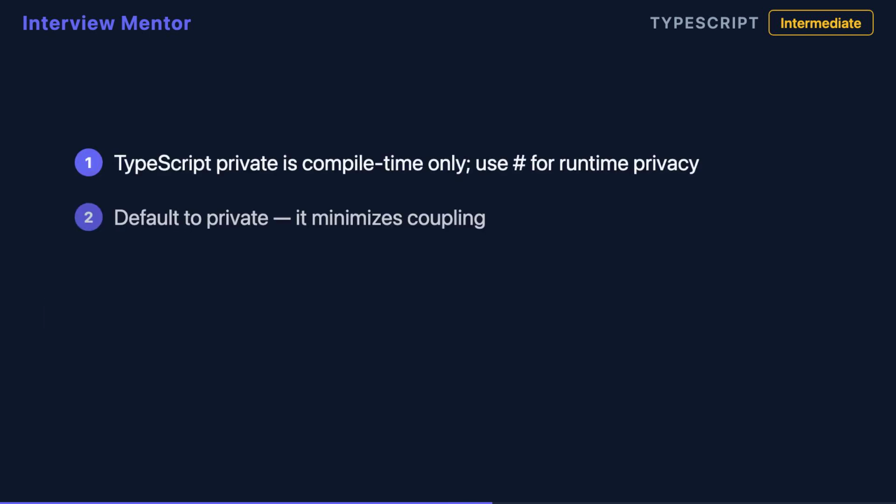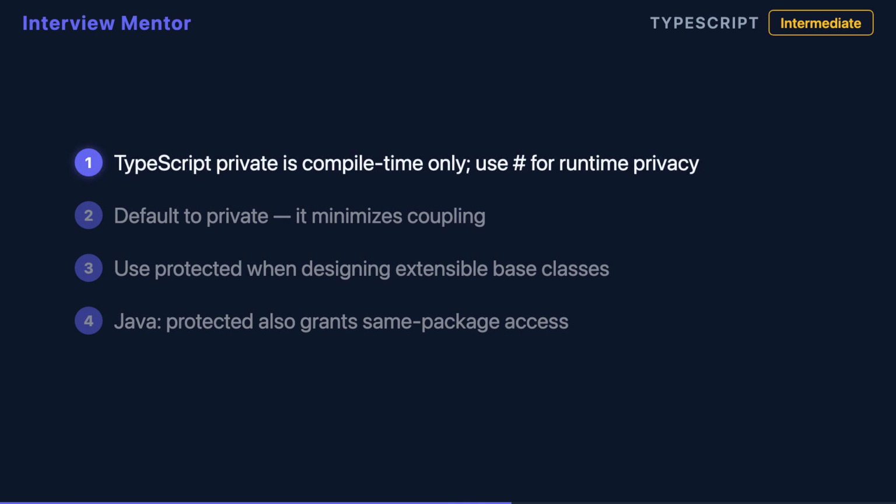Two quick notes. TypeScript's private is compile time only. JavaScript's hash prefix syntax gives actual runtime privacy. And practically, default to private and upgrade to protected only when you're explicitly designing a base class for extension. In Java, by the way, protected also grants same package access.